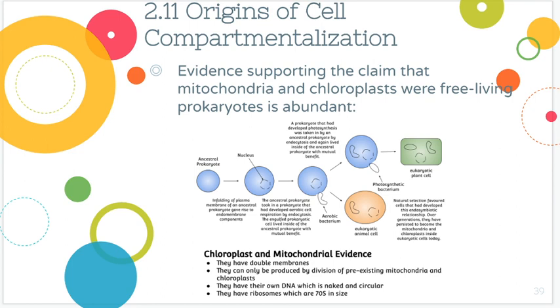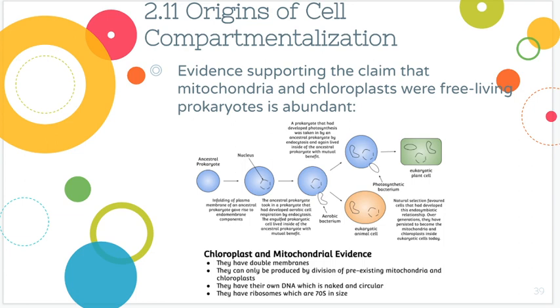We know that they both have double membranes. We know that they undergo binary fission, that they can only come from other mitochondria and chloroplasts. We know that they have their own DNA. We also know that they have their own ribosomes that are smaller than eukaryote ribosomes, right? Prokaryote ribosomes tend to be 70S in size, and the same is true of chloroplasts and mitochondria, while eukaryote ribosomes tend to be 80S in size. So there is quite a bit of evidence that demonstrates that these were free living cells before they became incorporated as a symbiont into prokaryotic cells.